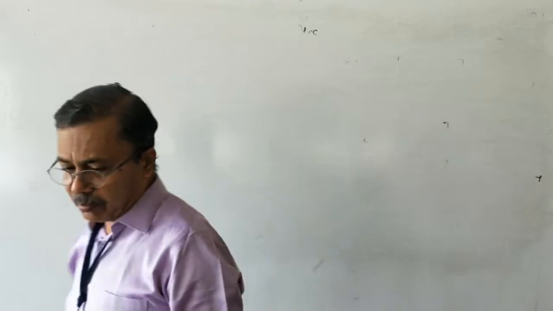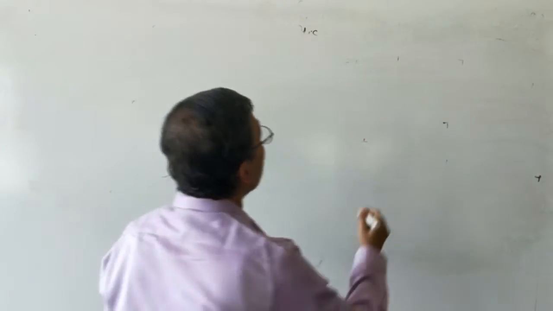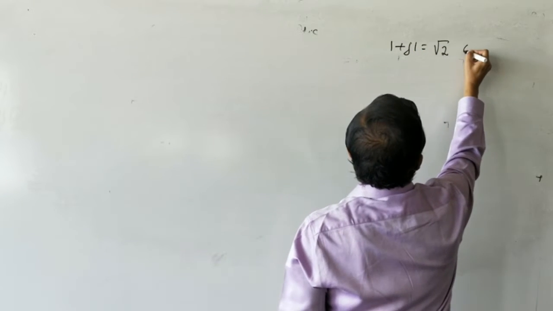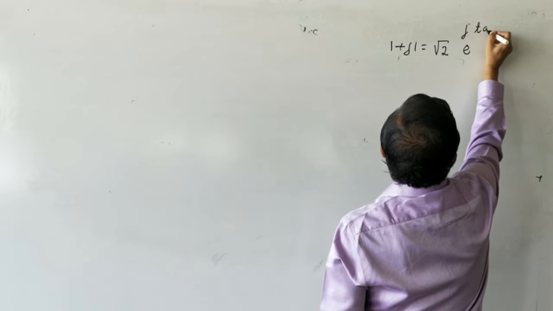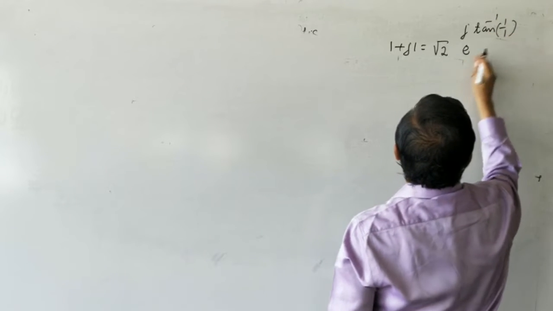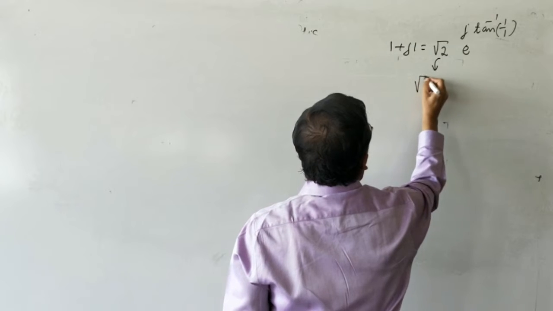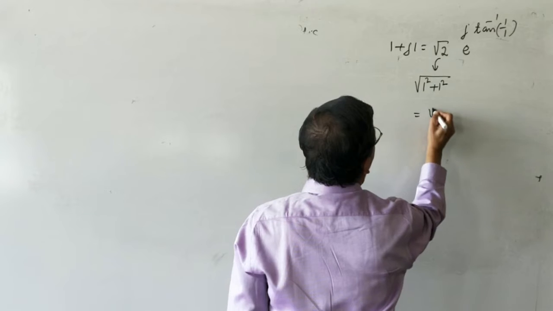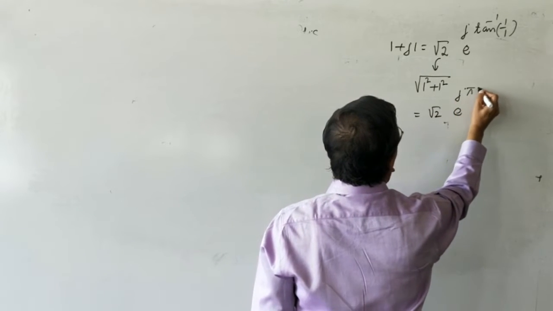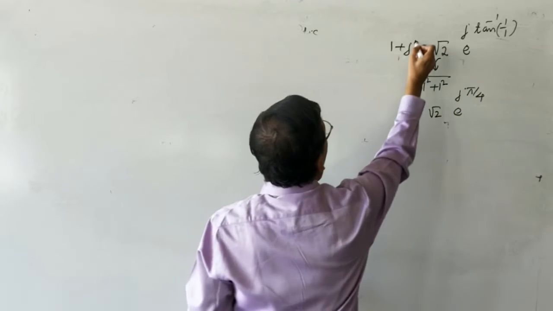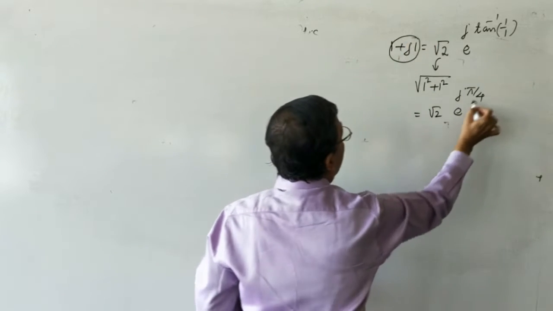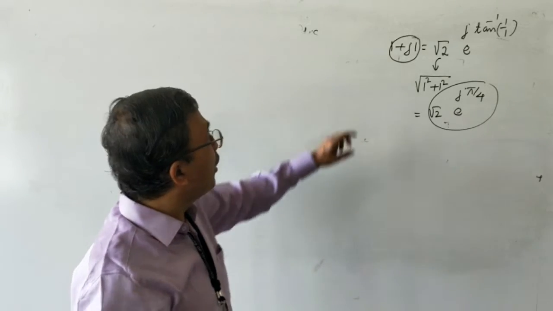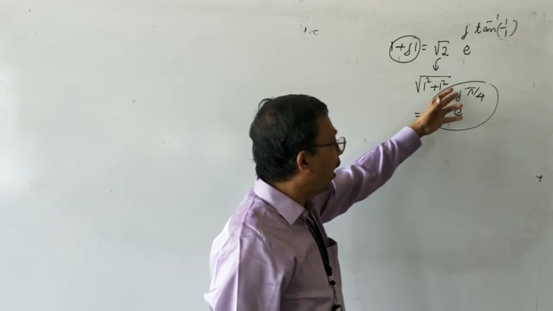See, any complex number, for example, 1 plus j1 can be written as root 2 into e to the power j tan inverse of 1 by 1. How did you get this root 2? Root 2 is nothing but square root of real part square plus imaginary part square. So this becomes root 2 into e to the power j pi by 4. This is called rectangular form of representation. This is called exponential form of representation of a complex number. What I mean is, any complex number will have magnitude and angle.